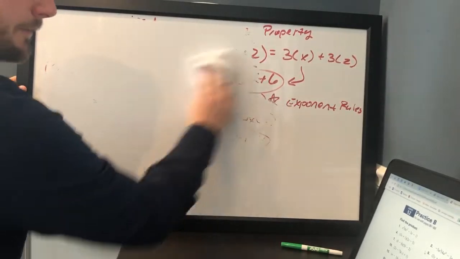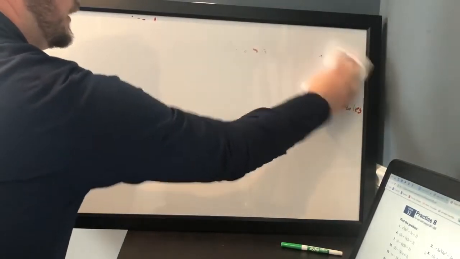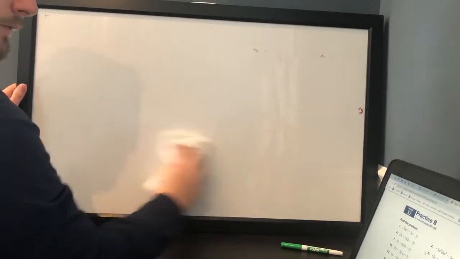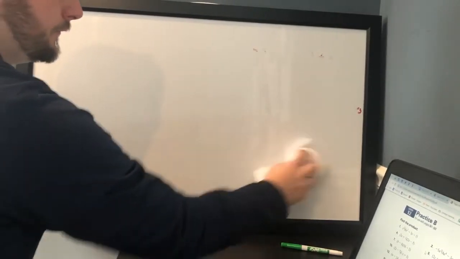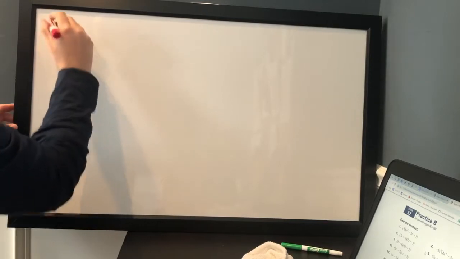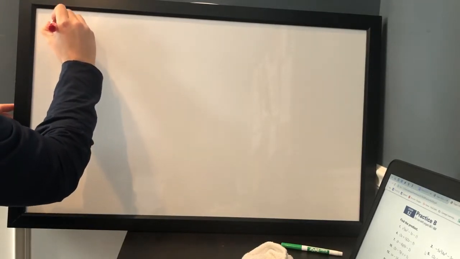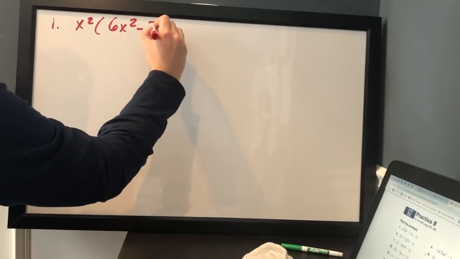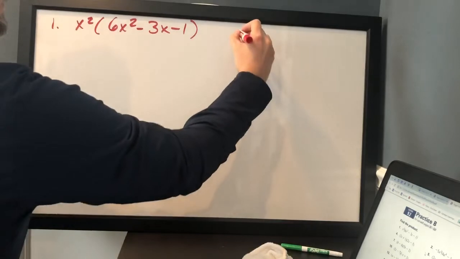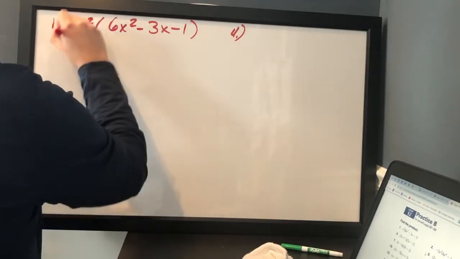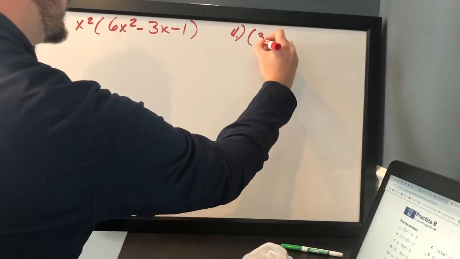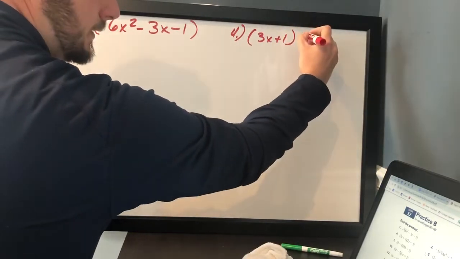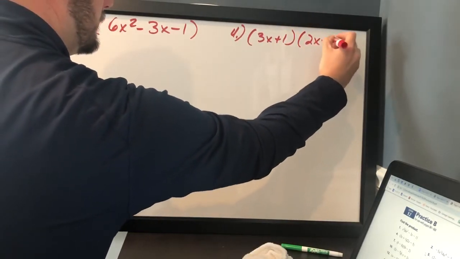I'm going to write down from the paper number 1, and I'm also going to write down number 4. We're going to go over 1 and 4. So if you want to copy those down, pause the video, and then check your work with me when you're done. Otherwise, follow along. So number 1 is x squared times 6x squared minus 3x minus 1. And number 4 is 3x plus 1 times 2x minus 5.